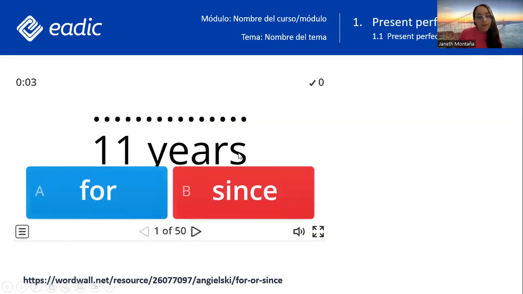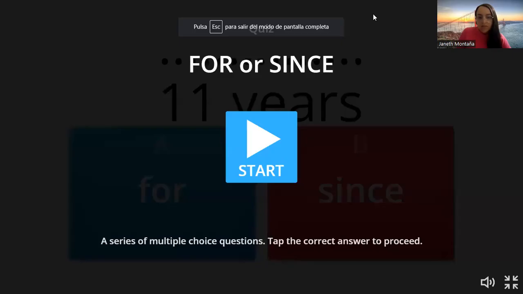Here we have an exercise, and the idea in this exercise is to choose between for and since. In this game, the idea is to select the correct option. I'm going to open it, and this is the link where we can practice this structure. So we have here for and since.